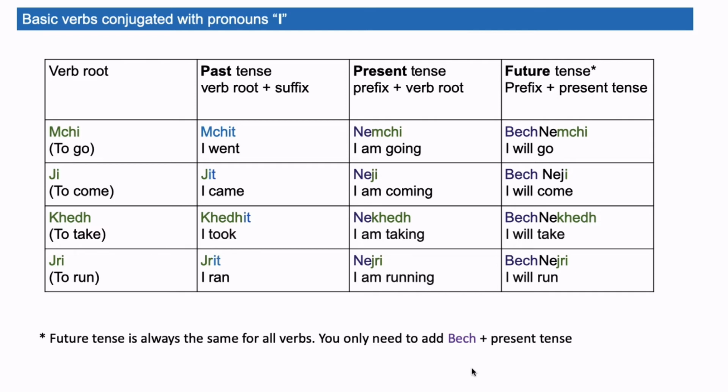To take, khedh. I took, khedit. I am taking, nekhedh. I will take, besh nekhedh. The verb to run, jri. I ran, jrit. I am running, nejri. I will run, besh nejri.